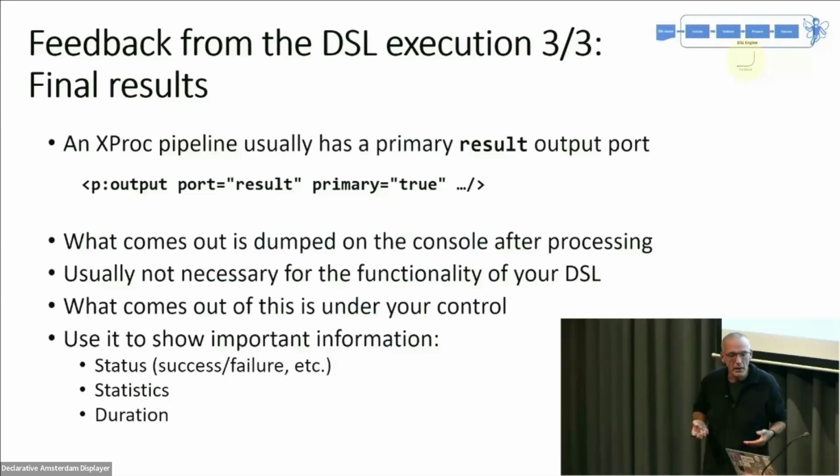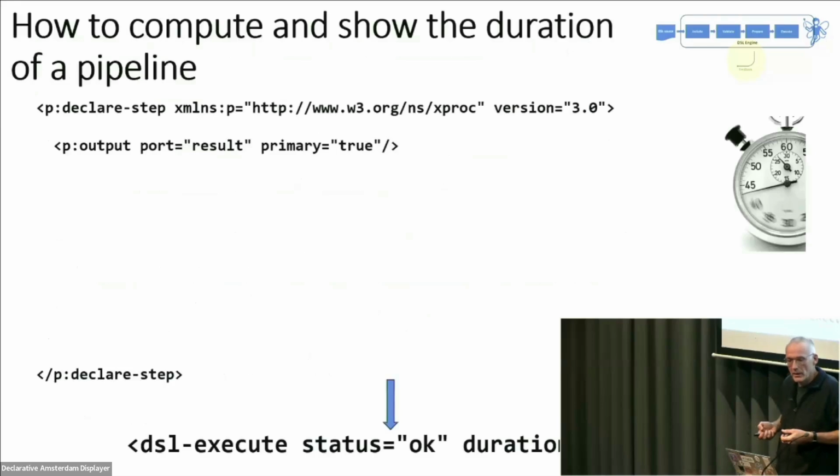For instance, so you can use that to show everything about status and stuff like that. Now, how do you do that in XProc? Let's have a look. And as a bonus, I will show you how to tell your user how long your pipeline has been running.